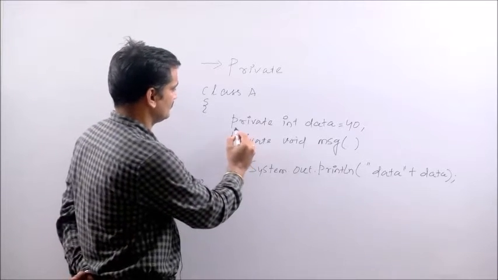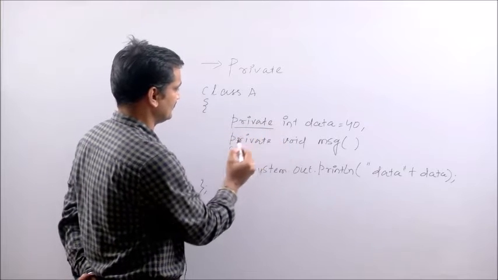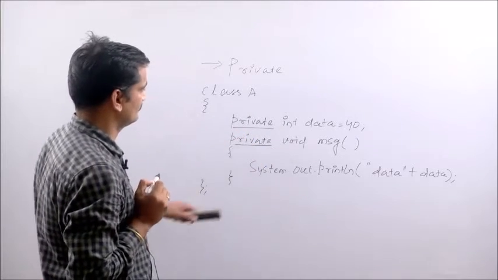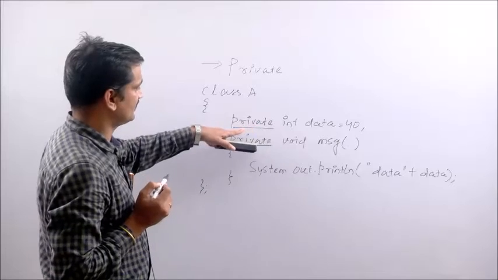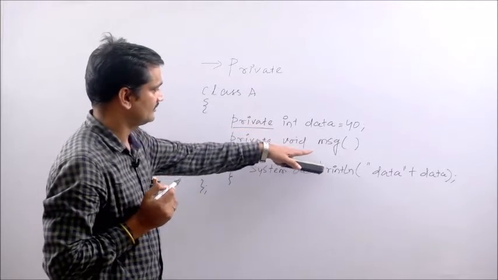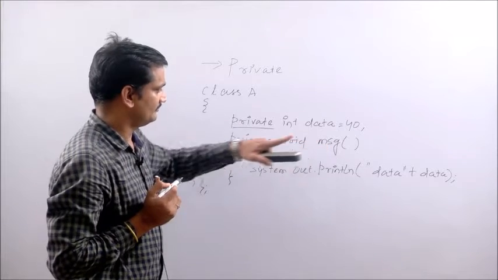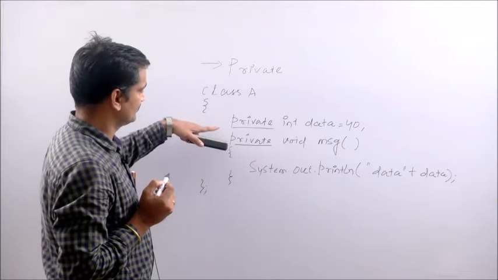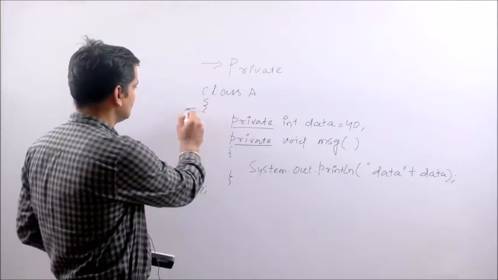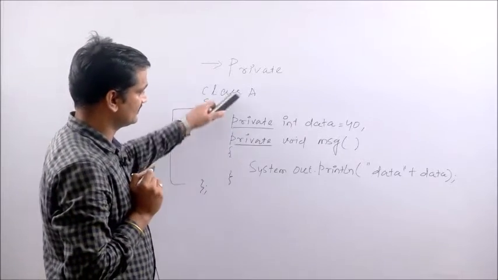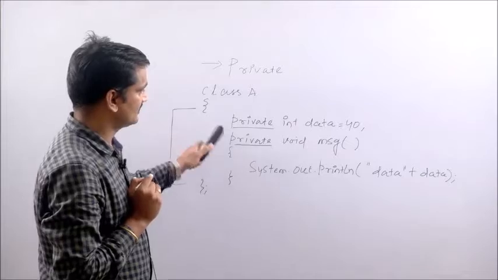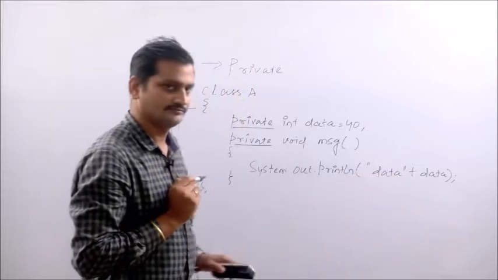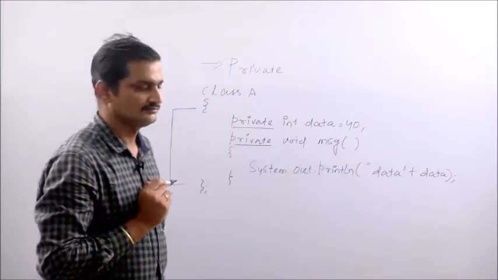As you can see, the access specifier for the data member data is private. For the member function also, it is private. The data is a data member with private access, and for the method MSG, the access specifier is also private. What does it mean? These two members can be accessed only within this class. As you can see, I access data within the method MSG, and it is going to display the value of data there.